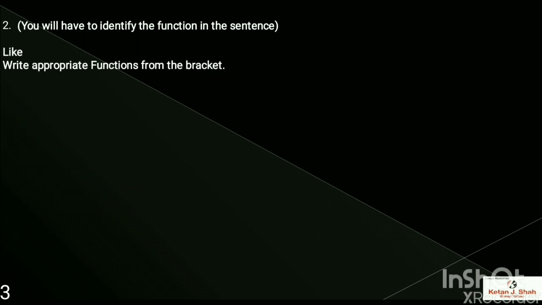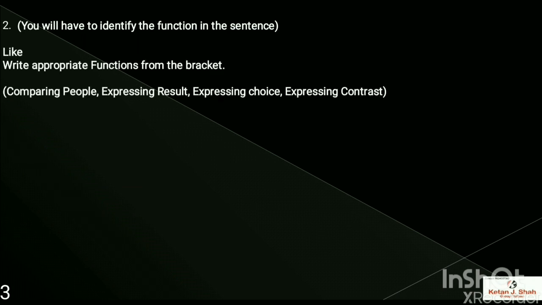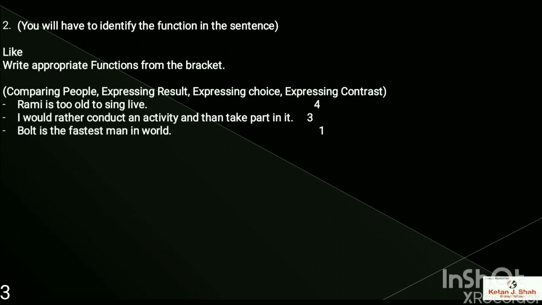Now, the second type, you will have to identify the function in the sentence. Like, write appropriate functions from the bracket. You will have functions like this: comparing people, expressing result, expressing choice, expressing contrast. And then you will have 3 or 4 sentences like this. And then you will have to say which function suits the first sentence best, the second sentence best, and the third sentence best.